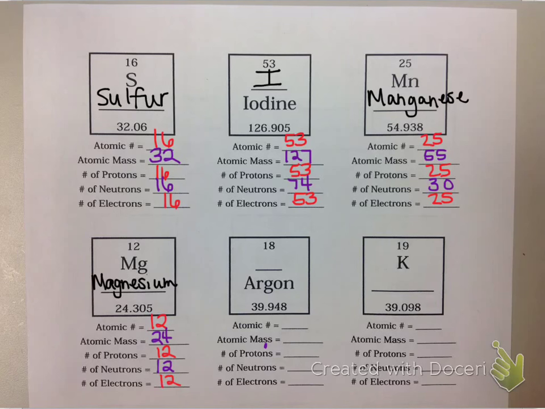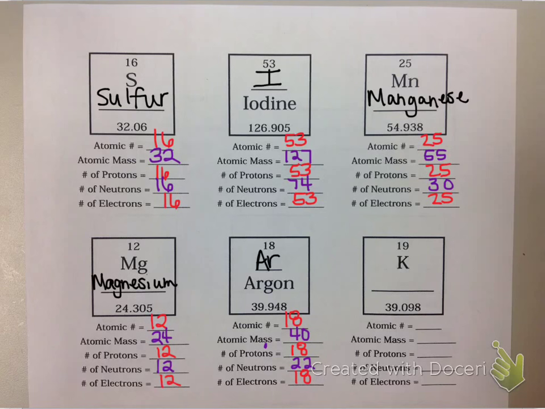Argon, the symbol for argon is Ar. Atomic number 18. Protons 18 and electrons 18. My atomic mass 39.948. I'm going to round that to 40. And then I have 18 of those that are protons, so 22 of those are left to be neutrons.